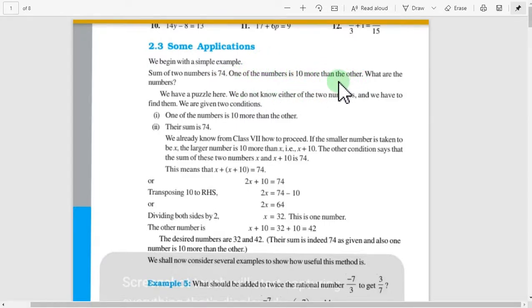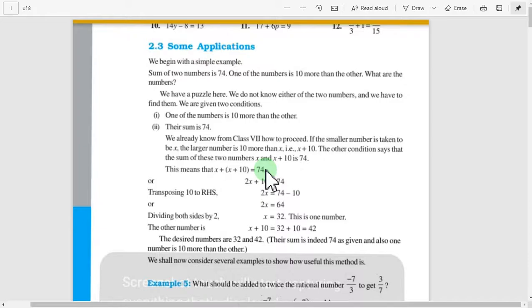So what we will do is, first we will take one number as smaller and one as bigger. The smaller number we will take as x, and the larger number is 10 more than x, meaning x plus 10. 10 more means you have to add 10 to that. So our two numbers are x and x plus 10. The sum is 74. If you add those two numbers, you will get 74. See, statement into equation.